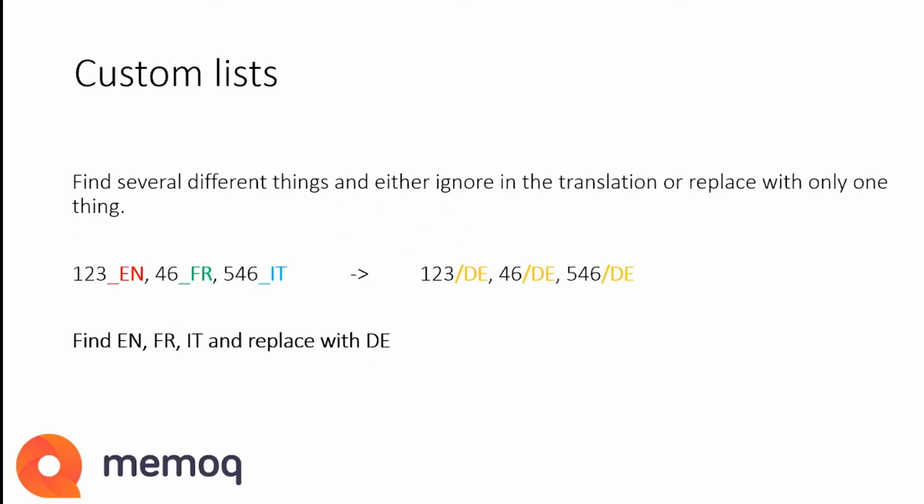Another thing that we can do is a custom list. So in this case, the client says whenever there is an underscore in a language ID, no matter what language ID that is, be it EN or FR or IT, in the translation into German, all of these need to look like this. They need to use the same number, same digits, but instead of the underscore, we use a slash. And instead of all these different language IDs, we always use the German language ID. So we're changing several things into just one thing. That would be a custom list.